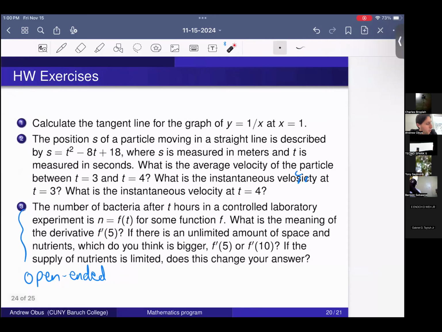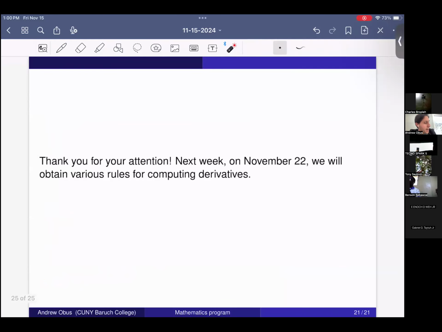Okay? So thank you again for your attention. And next week on November 22nd, we're going to obtain various rules for computing derivatives. So various shortcuts that you can use to compute derivatives.